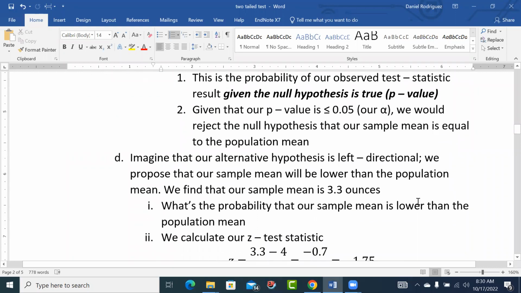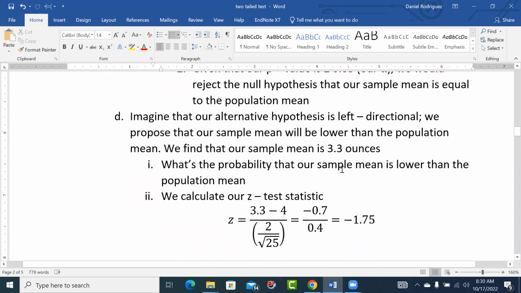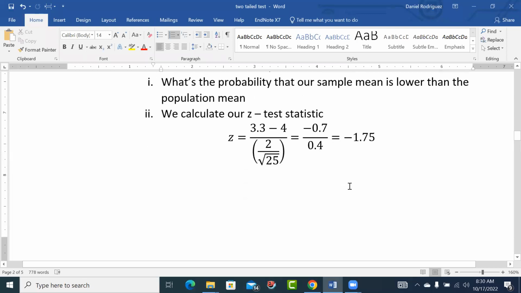All right, let's do the left side alternative hypothesis. Again, it's directional. We propose that our sample mean will be lower than the population mean. We find that our sample mean is 3.3 ounces, so these kids ate less candy than the population mean. Assuming our sample size is again 25, what's the probability that our sample mean is lower than the population mean? We calculate our z-test statistic result, and now it's minus 1.75.